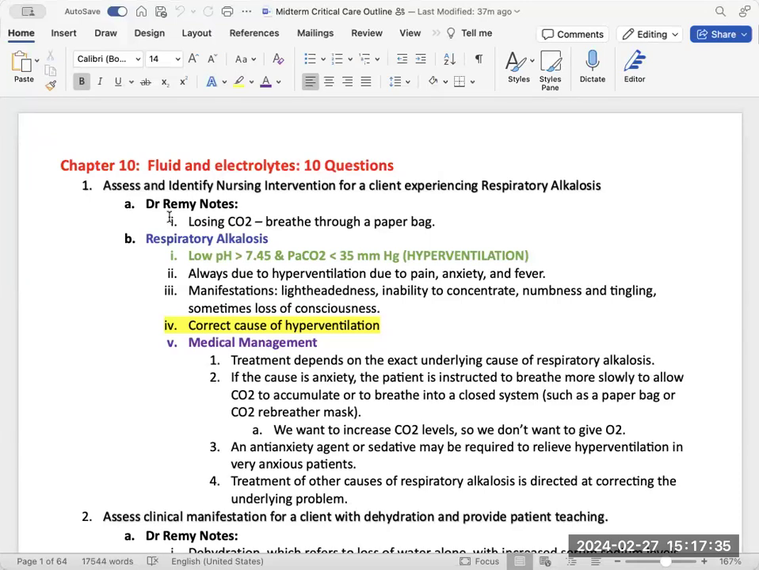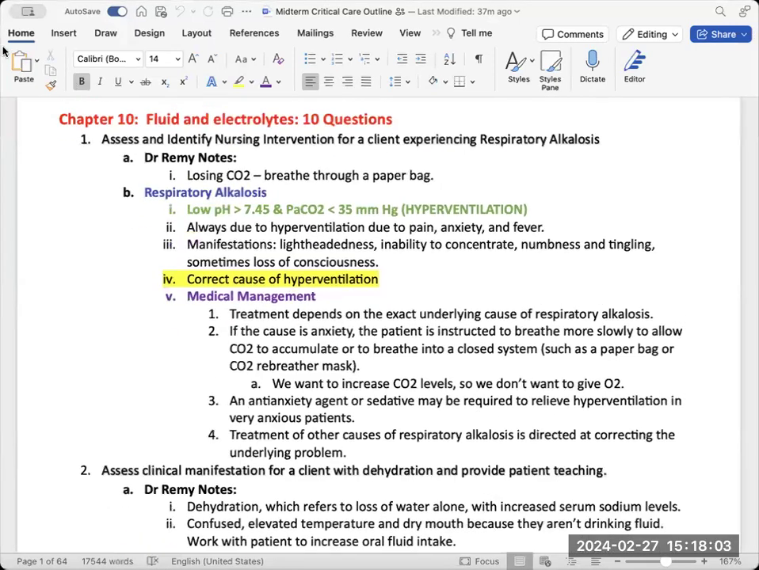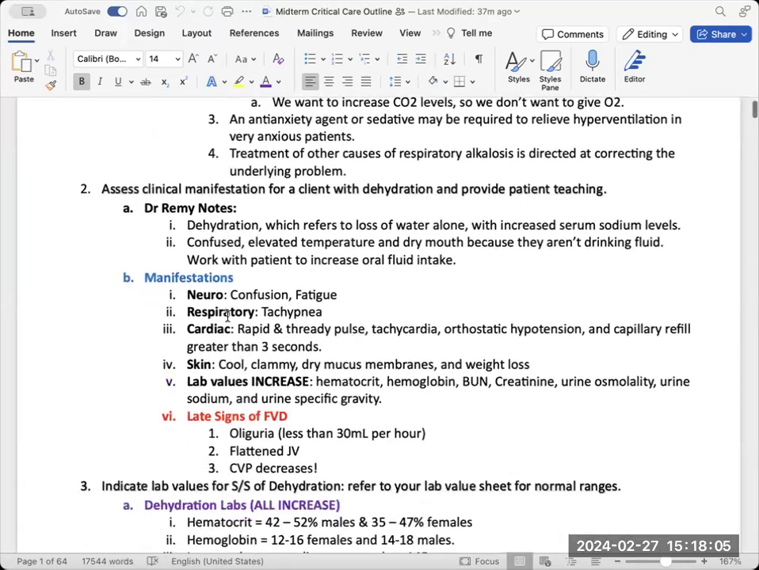And if that doesn't work, we can give them anti-anxiety medications or sedatives if it's that bad. But for this question, she did emphasize using a paper bag. If it were caused by pain or fever, we'll treat the pain with analgesics or different comfort measures. And if it's a fever, we'll treat the fever with acetaminophen or something like that. Any questions on that? No.